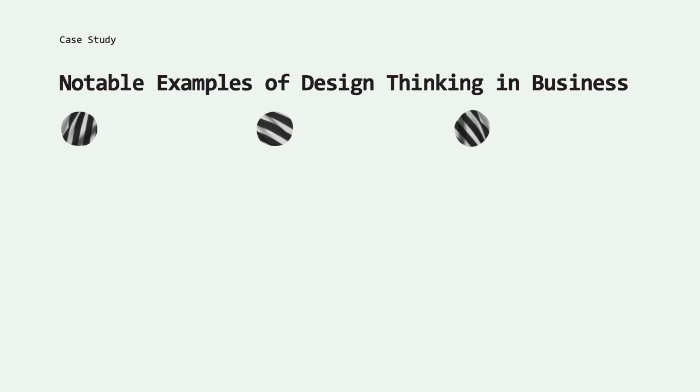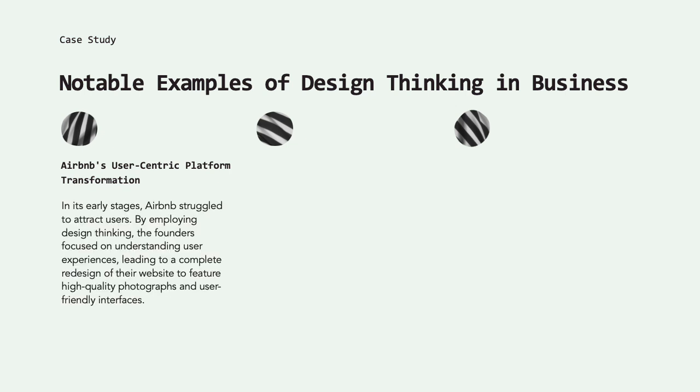Notable examples of design thinking in business. Airbnb's user-centric platform transformation. In its early stages, Airbnb struggled to attract users. By employing design thinking, the founders focused on understanding user experiences, leading to a complete redesign of their website to feature high-quality photographs and user-friendly interfaces.